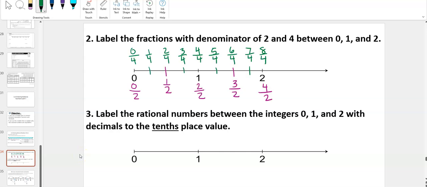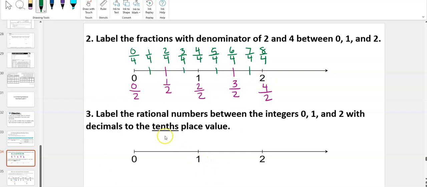All right, hopefully you did something similar to this. So basically we have, on the bottoms, I did my halves: 0 halves, 1 half, 2 halves, 3 halves, and 4 halves. And then on top, I did my fourths: 0 fourths, 1 fourth, 2 fourths, 3 fourths, 4 fourths, 5 fourths, 6 fourths, 7 fourths, and 8 fourths.